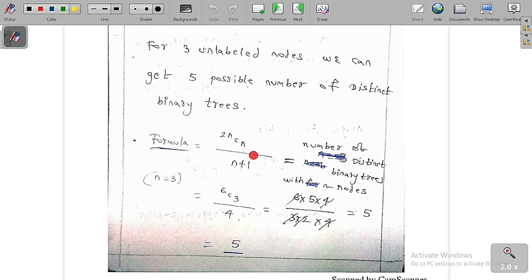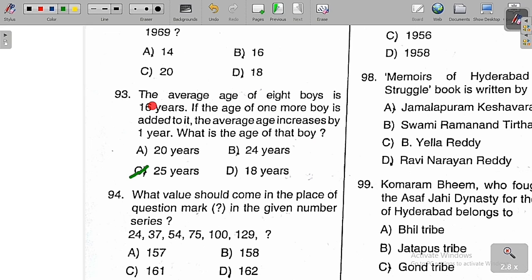So this is the formula 2n Cn by n plus 1. This formula is going to give you the number of distinct binary trees that can be found with the help of n nodes. Here n is equal to 3. If you substitute n equals 3, we are going to get 5. So with the help of 3 unlabeled nodes, we can get 5 possible distinct binary trees. So this is another question.